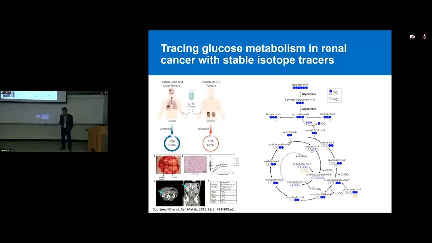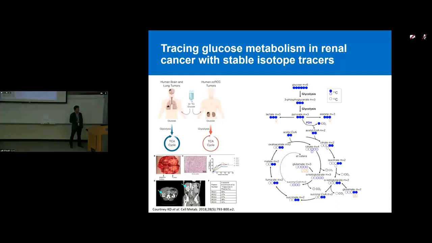So what they did was they infused carbon-13 labeled glucose into patients with GBM, glioblastoma, and clear cell renal cell carcinoma, and take a look and see what happened with the metabolism of glucose in these patients in these tissues.